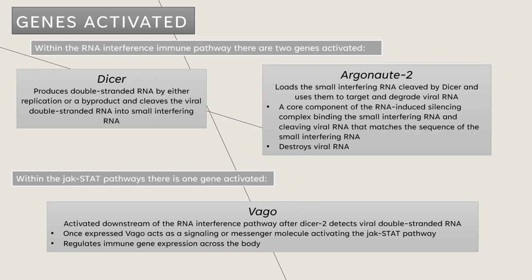So what genes are activated within deformed wing virus and sac brood virus? Within the RNA interference immune pathway, there are 2 genes activated. Dicer, which produces double-stranded RNA by either replication or byproduct and cleaves the viral double-stranded RNA into small interfering RNA. Argonaute-2 loads the small interfering RNA cleaved by Dicer and uses them to target and degrade viral RNA. It's a core component of the RNA-induced silencing complex, binding the small interfering RNA and cleaving viral RNA that matches the sequence of the small interfering RNA, destroying viral RNA.